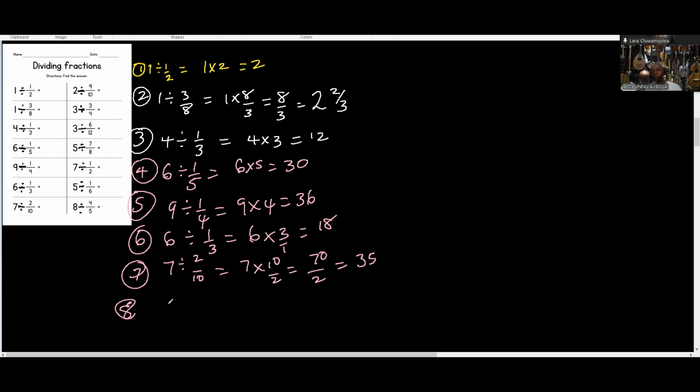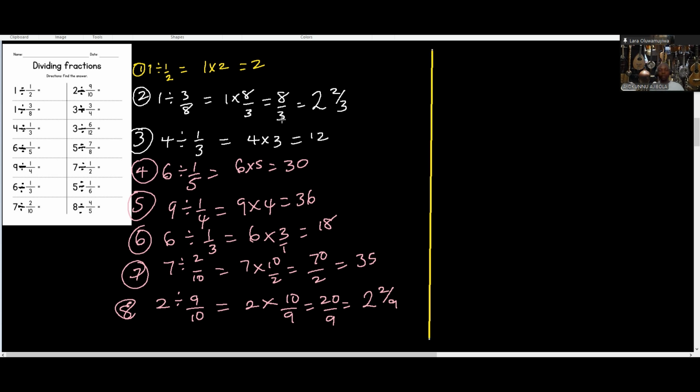Number 8, we have 2 divided by 9 over 10, okay? That will be 2 times 10 over 9, which is 20 over 9. How many 9 can go in 20? That's 2 times, which is 18. So 2, okay? You just need to take note of when you have an improper fraction, you change it to a proper fraction, okay?